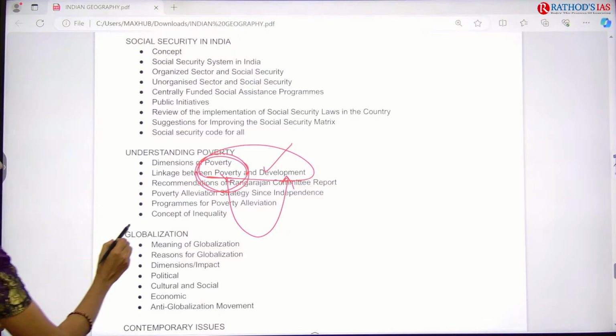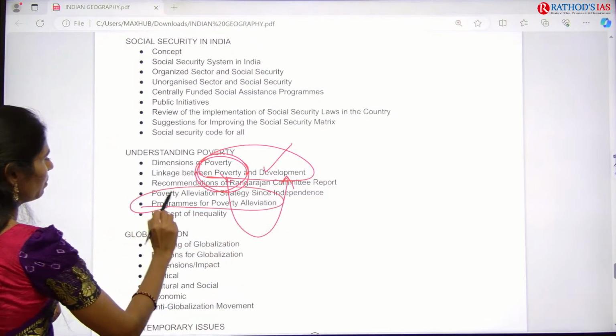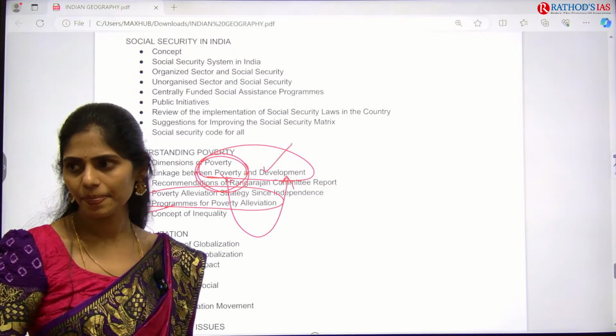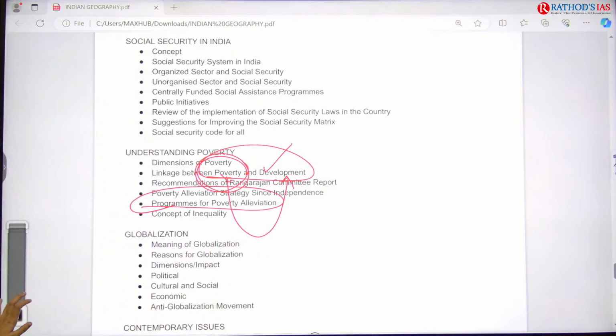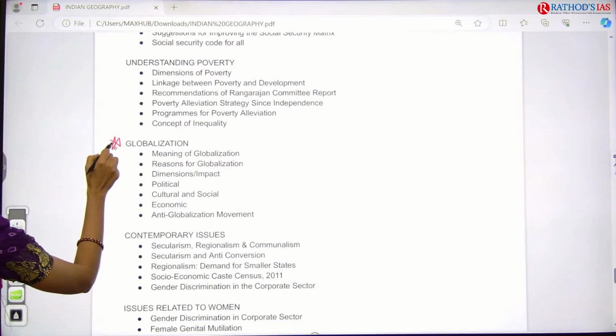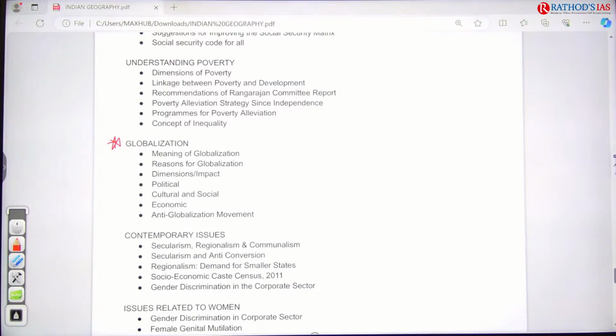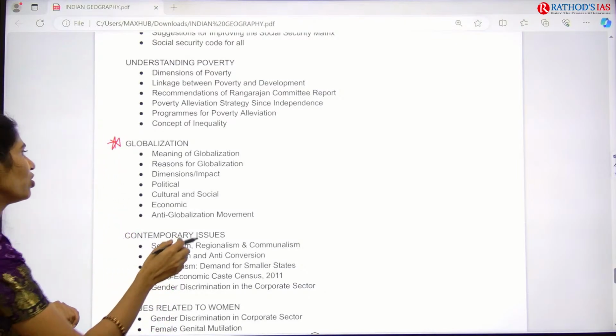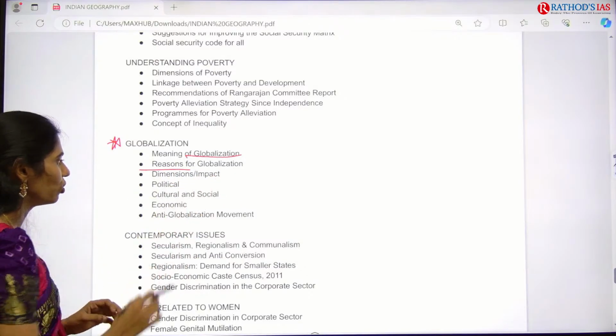And this one is, you have to know what are the programs that came up by the government for poverty alleviation, that means removal of poverty. So this is very important. And this one is globalization. So this globalization is a very favorite area of UPSC, and every year you will be getting a 10 marker or 15 marker question. So here you have to know what is globalization, reasons of globalization.